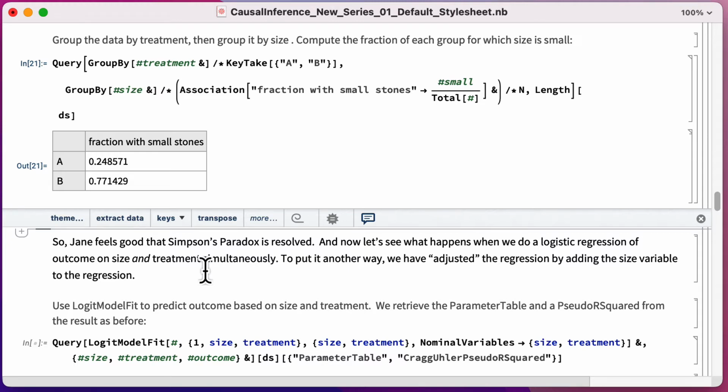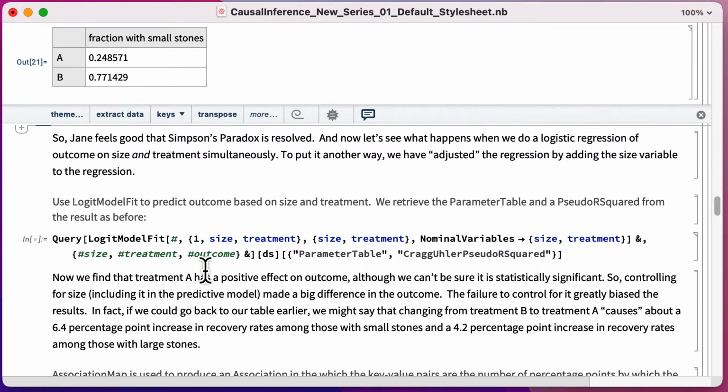Another way to go about it is to do a logistic regression in which the features, the independent variables, we'll sometimes call them covariates, are not just the treatment received, but also the size of the kidney stone.